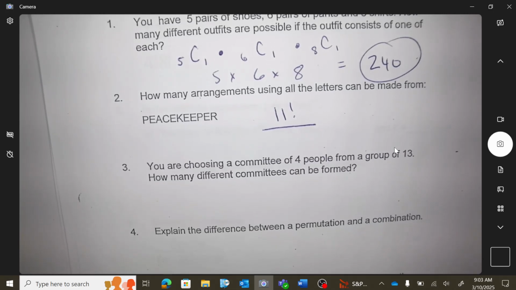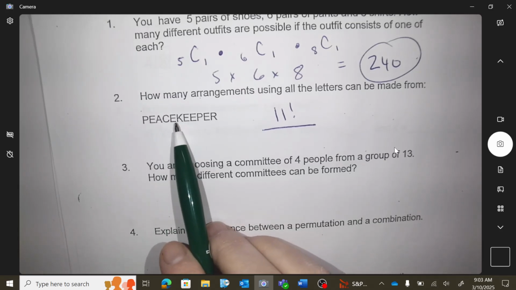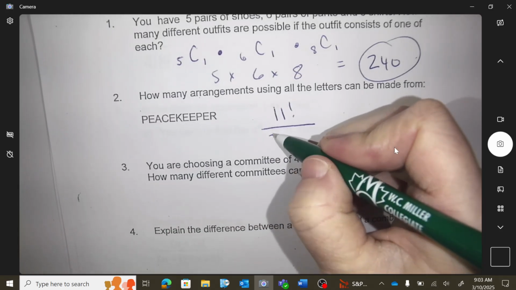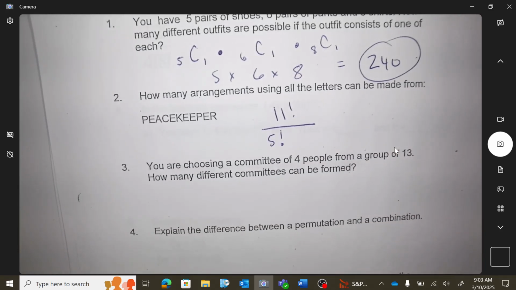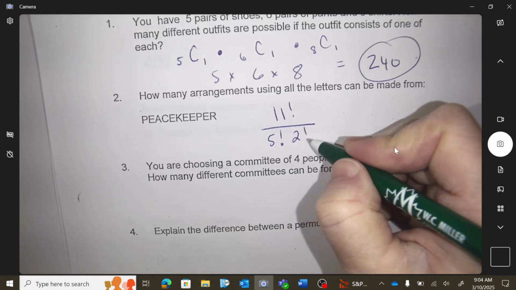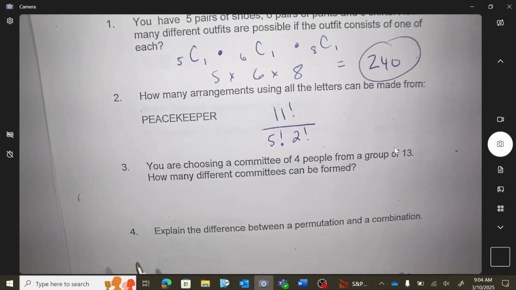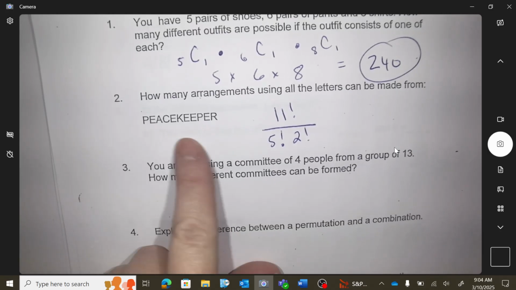And what do we have? I have a lot of E's. 1, 2, 3, 4, 5 E's. And what else? 2 P's. Am I good? Is there anything else?